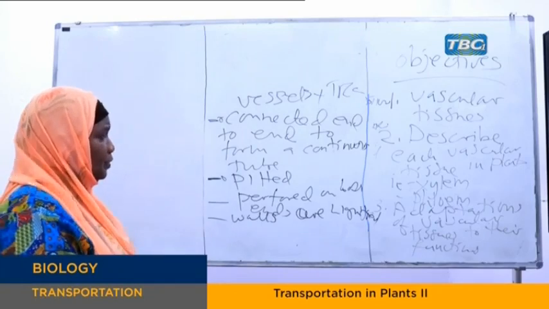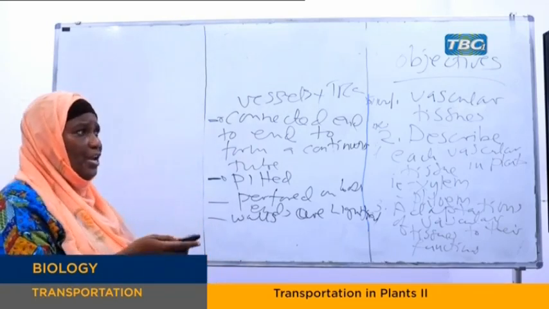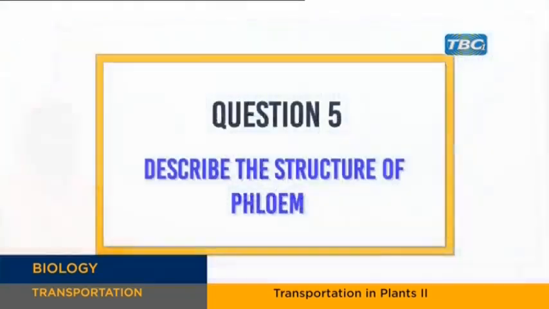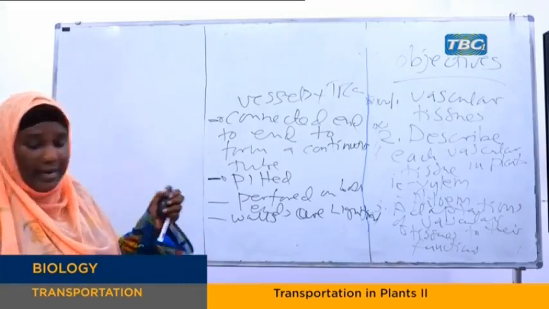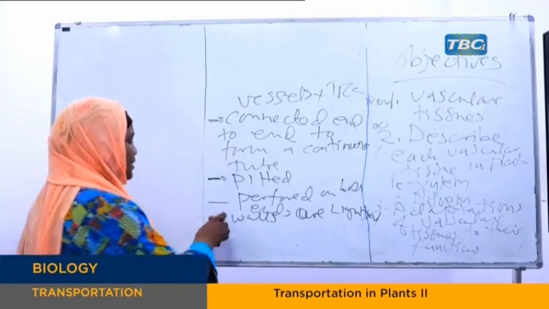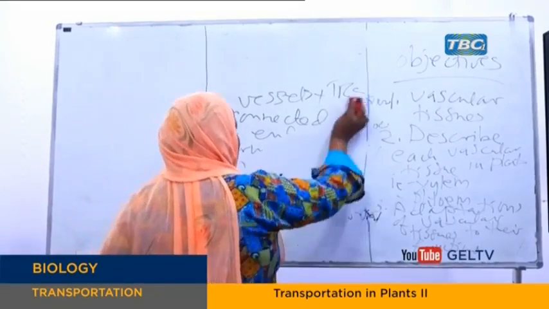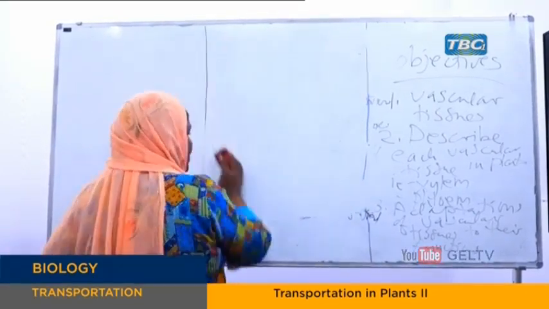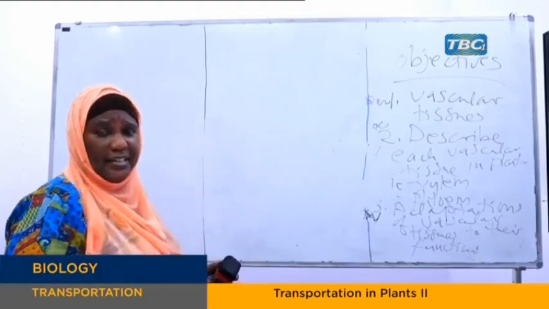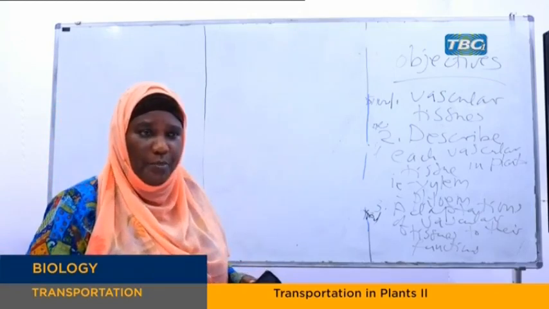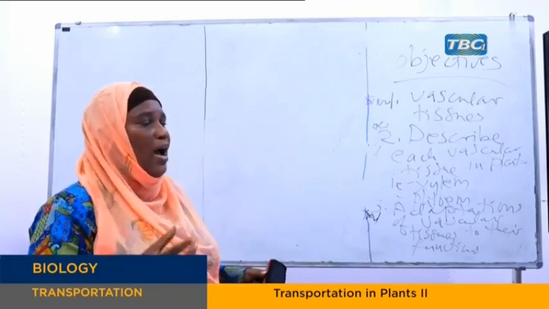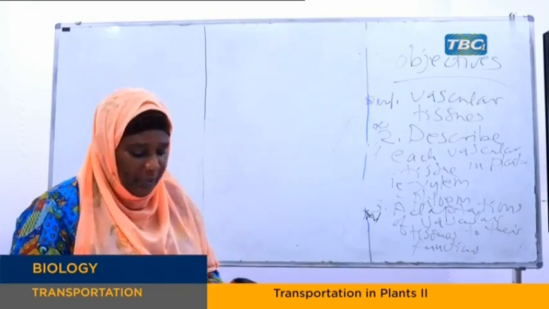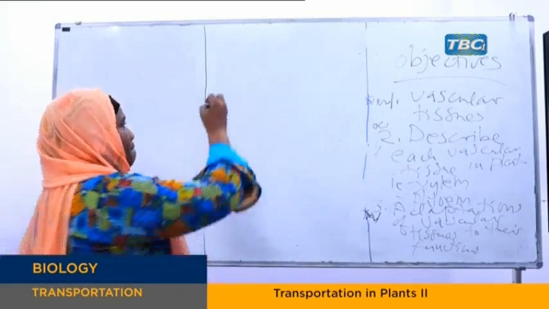Let us now go to question number 5. Question number 5 deals with the description of the phloem. At the beginning, I said that there are two types of vascular tissues in plants, that is xylem and phloem. Therefore, we are through with the xylem. Let us now go to the other part of the vascular system, that is phloem.